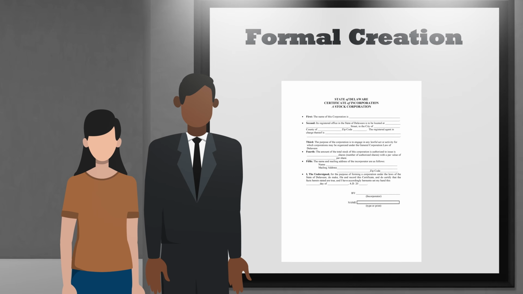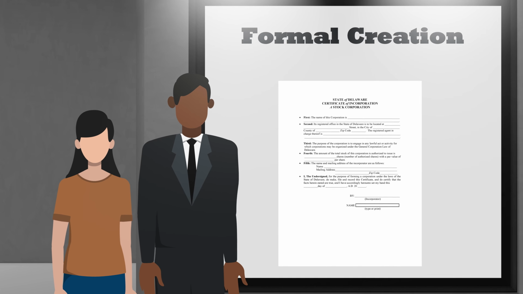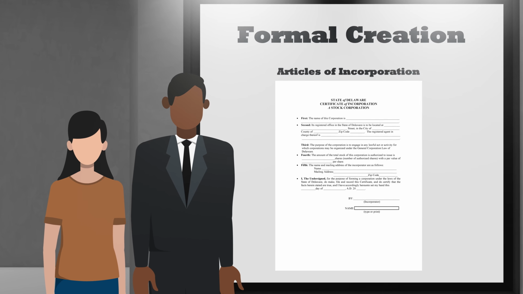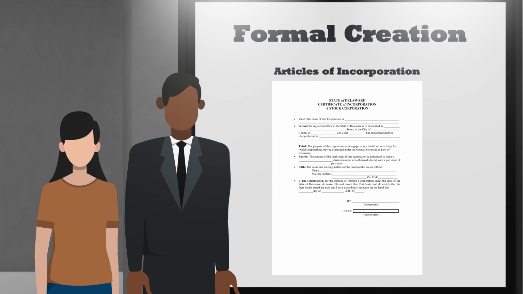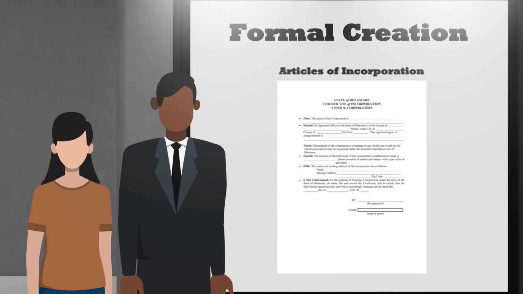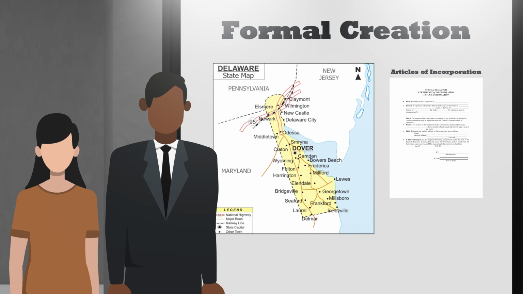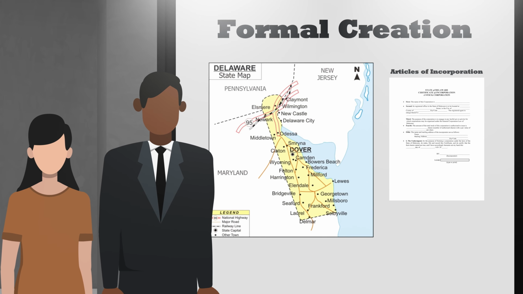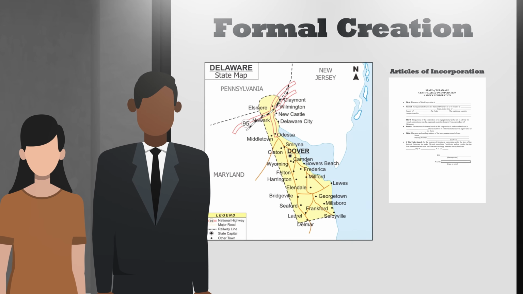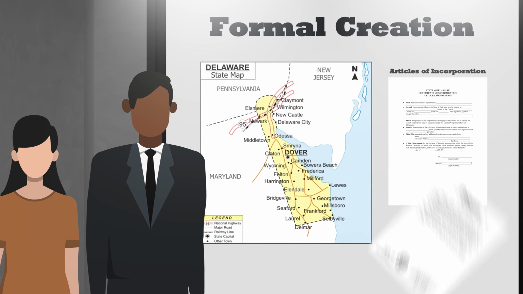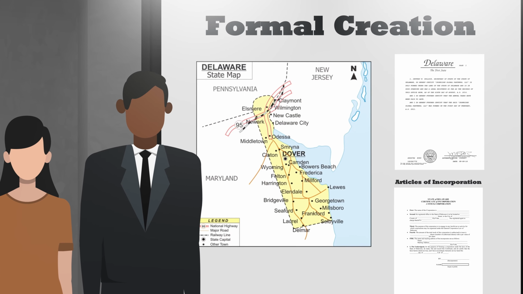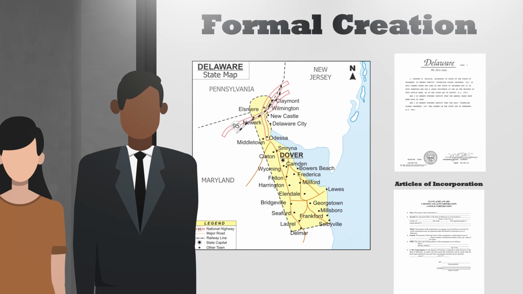To create a corporation, you must file specific papers called articles of incorporation with the Secretary of State in which you are incorporating. Most people incorporate in Delaware, so you file what is sort of like the constitution for the corporation with the Secretary of State of Delaware. You pay a nominal filing fee, and you form a company.